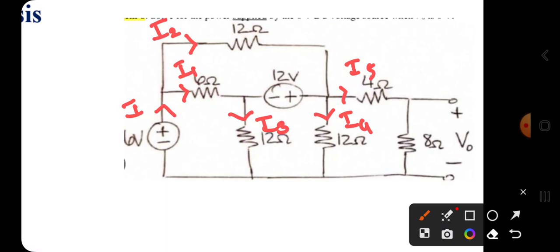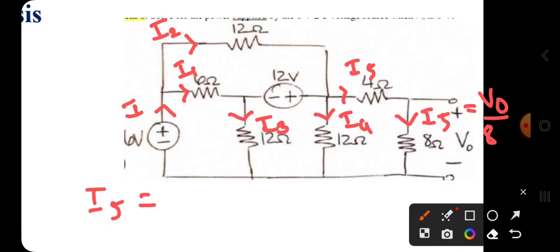The voltage across 8 ohms is V0, which is equal to 6 volts. Then the current flowing through the 8 ohms is also I5 only. Therefore I5 is equal to V0 by 8, that means 6 by 8. So how much is this value? 0.75 amperes. Yes, I know I5.